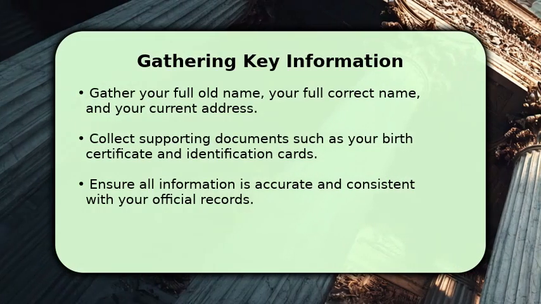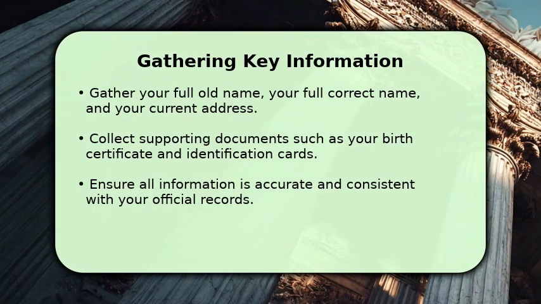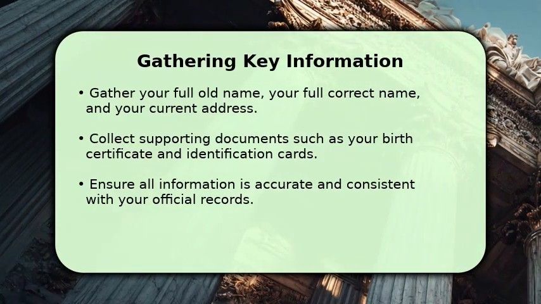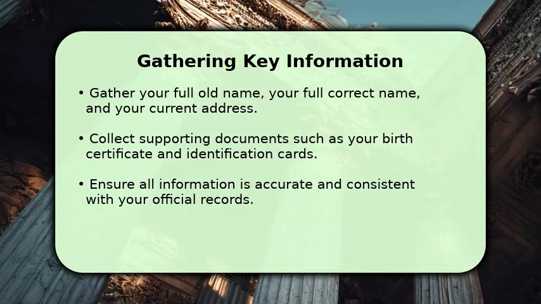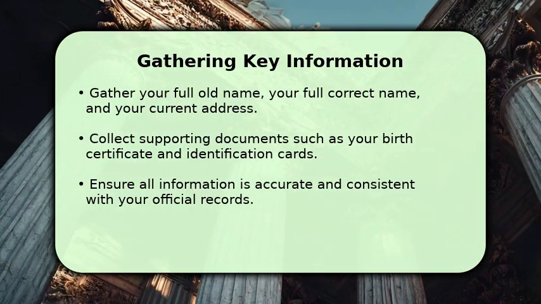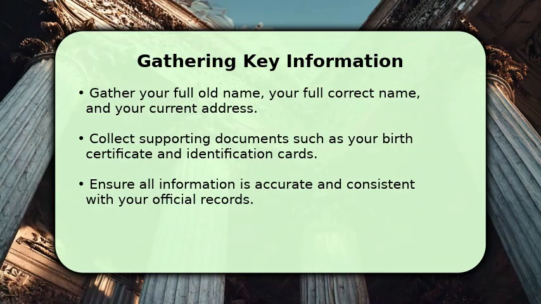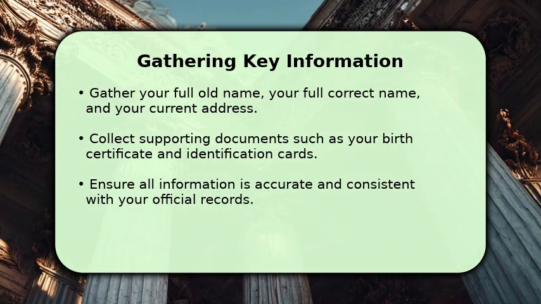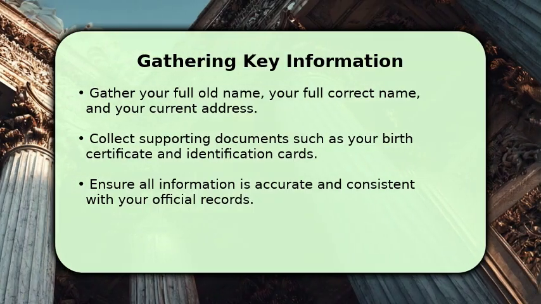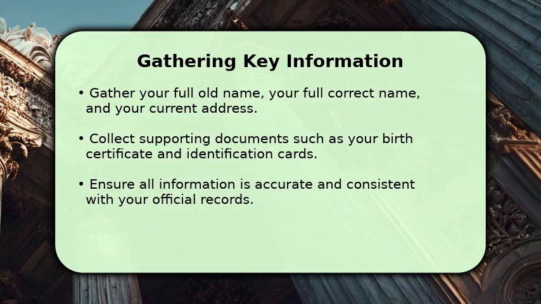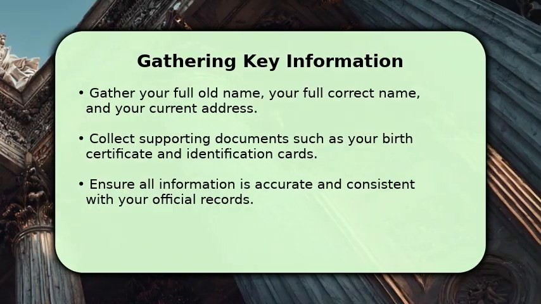To begin, gather all necessary personal details, including your full old name, your full correct name, and your current address. You'll also need supporting documents such as your birth certificate, identification cards, and any documents showing the incorrect name. Ensure all information is accurate and consistent with your official records. Having these ready will streamline the entire process significantly.